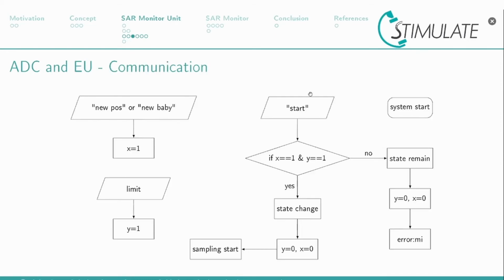The communication state is organized in an infinite loop, where interrupts are used to trigger every time a new command is received. After information about the baby and the corresponding limits is transmitted to the microcontroller, a start command will result in a state change, which results in the sampling start. If any information is missing or wrong information is transmitted to the microcontroller, the state will remain and an error message will be sent back to the host computer.